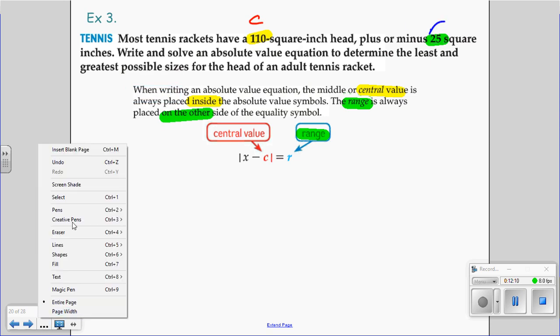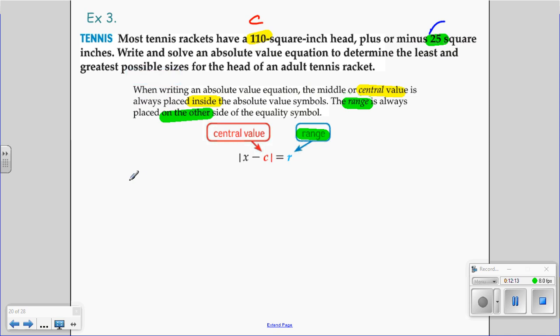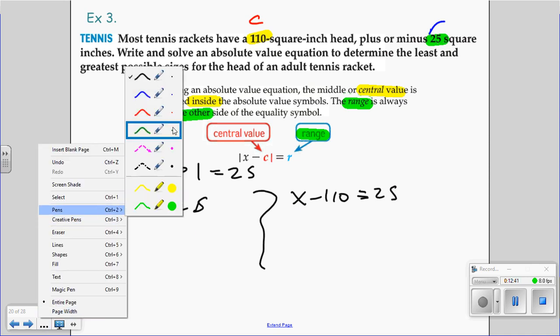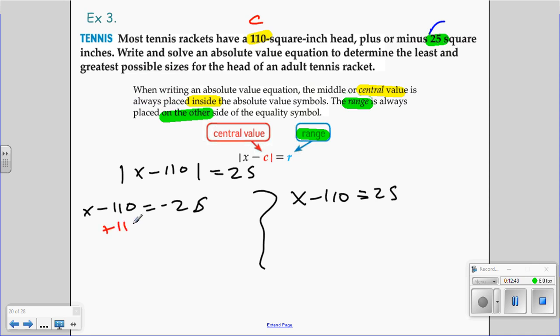So now we can write our equation. It's the absolute value of x minus 110, and it's equal to 25. Now we're going to solve it the same way. So you take x minus 110 equal to negative 25, and then x minus 110 equals positive 25. Add 110 to both sides on the first, and the second.